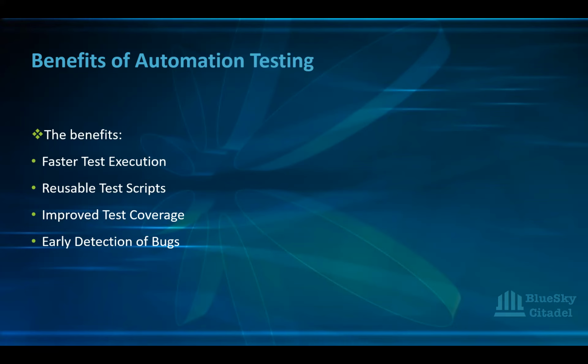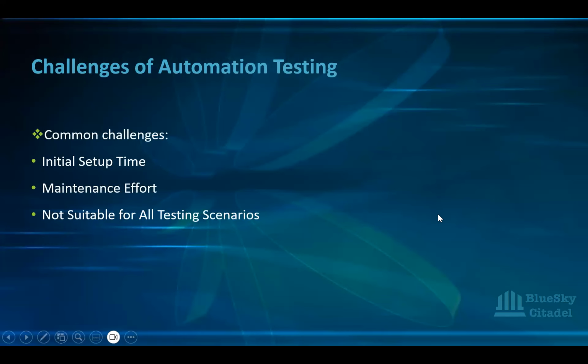Then you also have improved test coverage and also early detection of bugs. You detect bugs early when you run automation tests, and you are able to give feedback to the business. So I'll move on quickly. So what are the common challenges of automation testing? Yeah, as beautiful and as good as it starts, initial setup time can be really challenging.